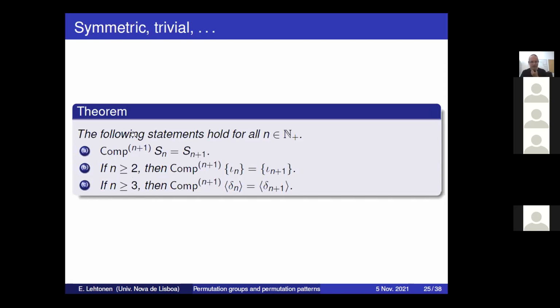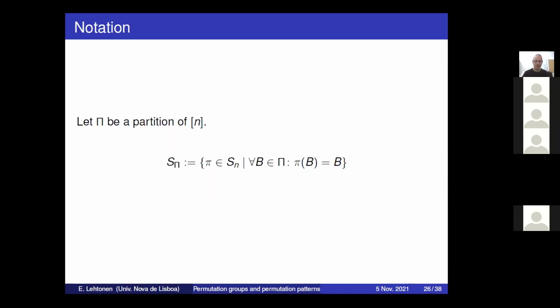Also, here are the simple cases. For the full symmetric group, the compatible n+1 permutations are just all the permutations. We get the full symmetric group. For the trivial group, we get just the trivial group. For the group generated by the descending permutation, we get the group generated by the descending permutation. So these are really easy cases that are quite easy to see.